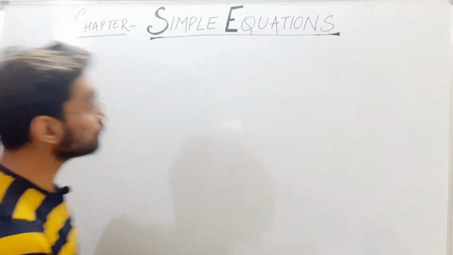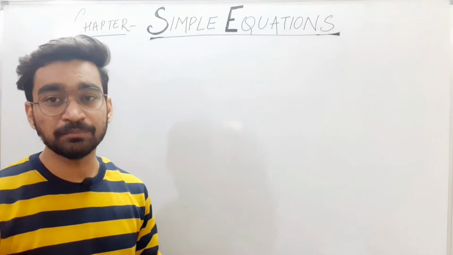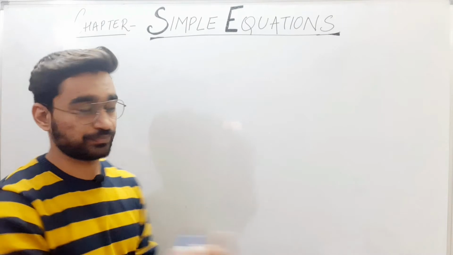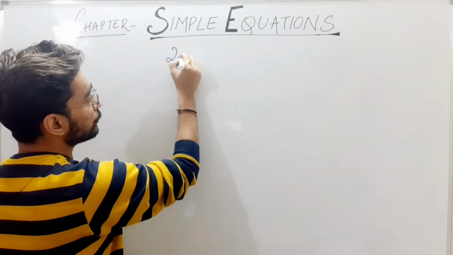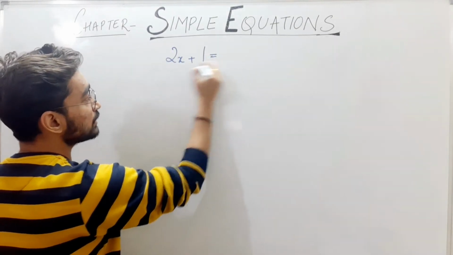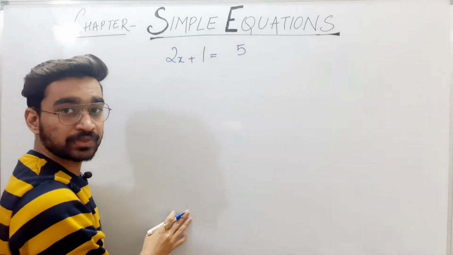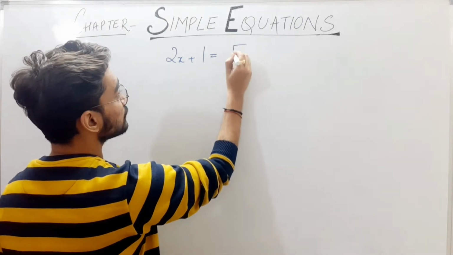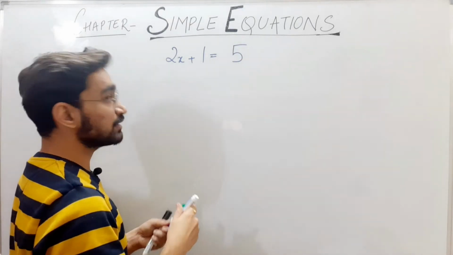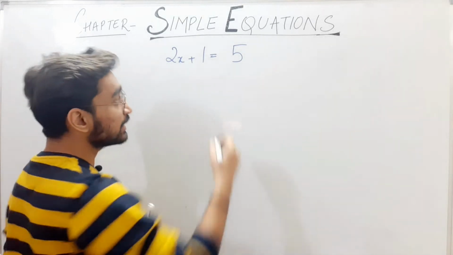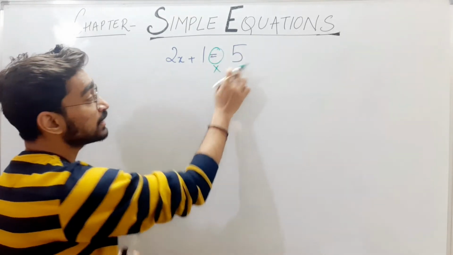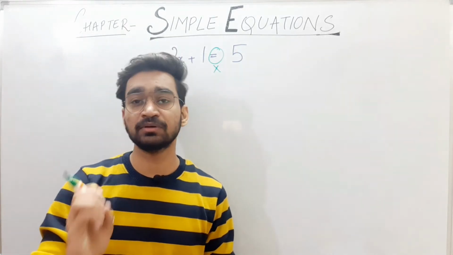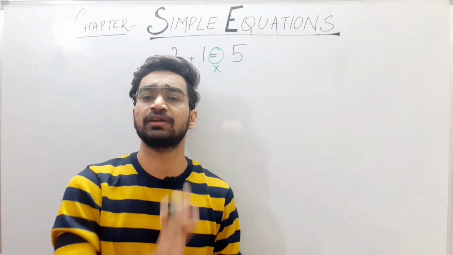Okay, so we know what a simple equation is: it has a variable with a sign of equals to. For example, 2x plus 1 is equals to 5. This will be a simple equation. If the symbol of equals to is absent here, then it will not be a simple equation, or actually it will not be an equation at all. The equals to symbol should be there if you want to say that it is an equation.